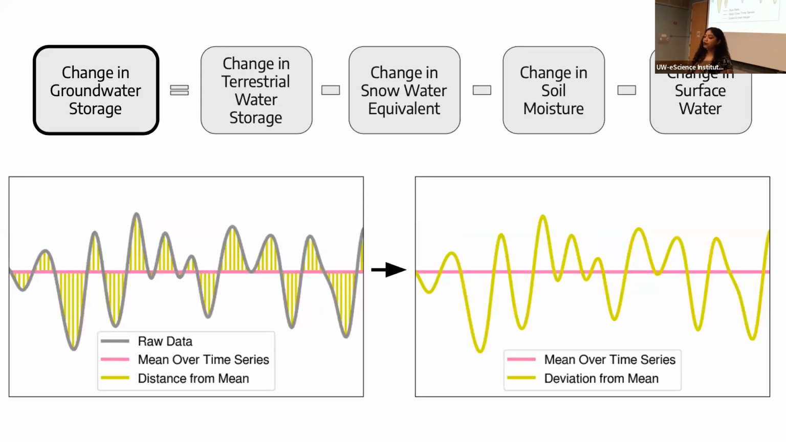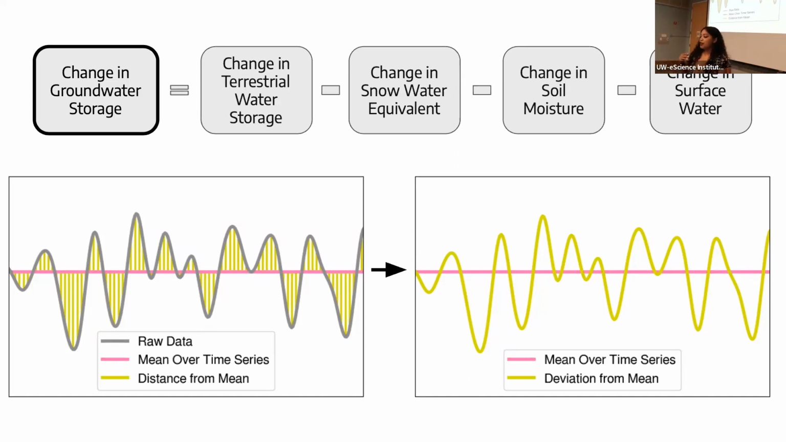Now, you'll notice that we say changes or anomalies a lot, like mentioned with Grace. But that can be a little confusing, so I'll walk you through it. If you look at the graph here on the left, we have the raw data graphed in gray, and then the mean over this time series is graphed in pink. Now, if you compute the distance for each point in the raw data from the mean and plot those points, then you get deviation from the mean. And that is the form that our data is in.